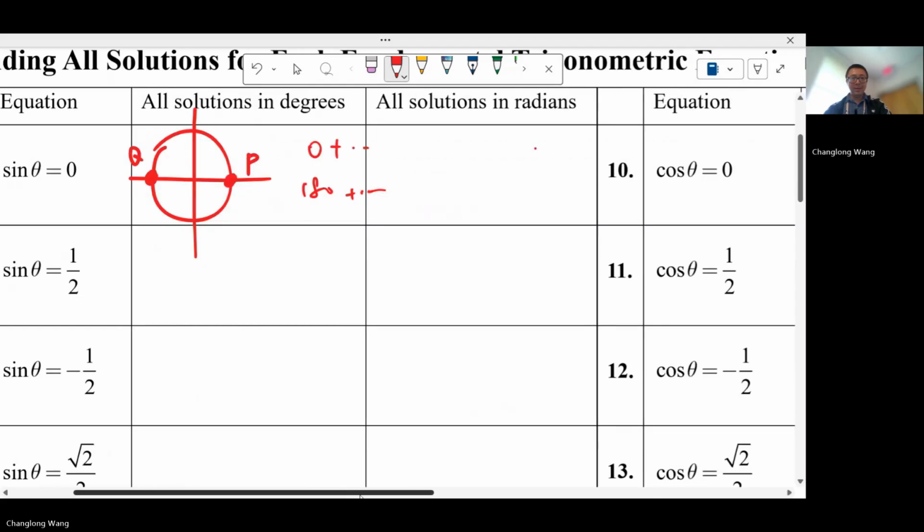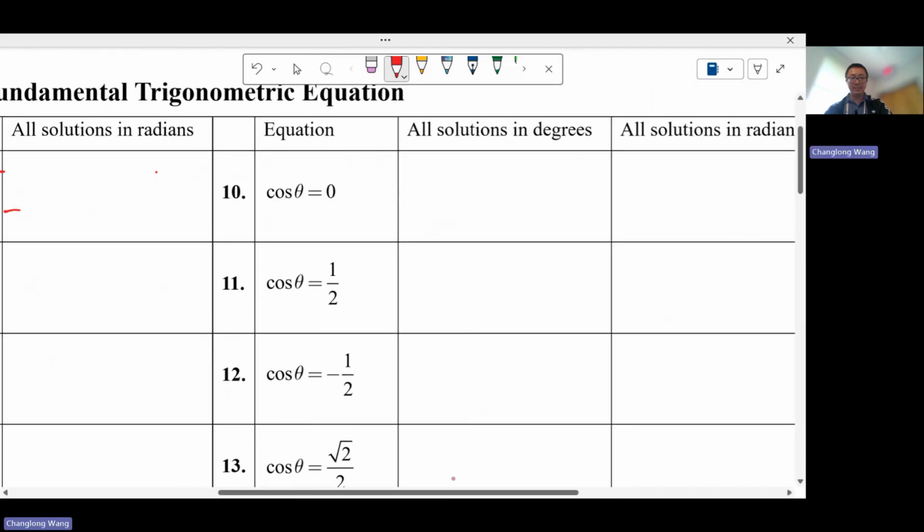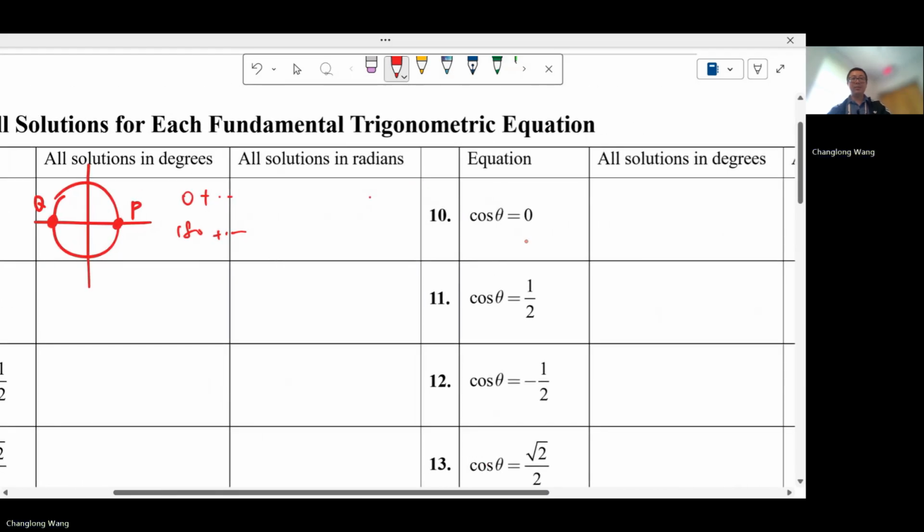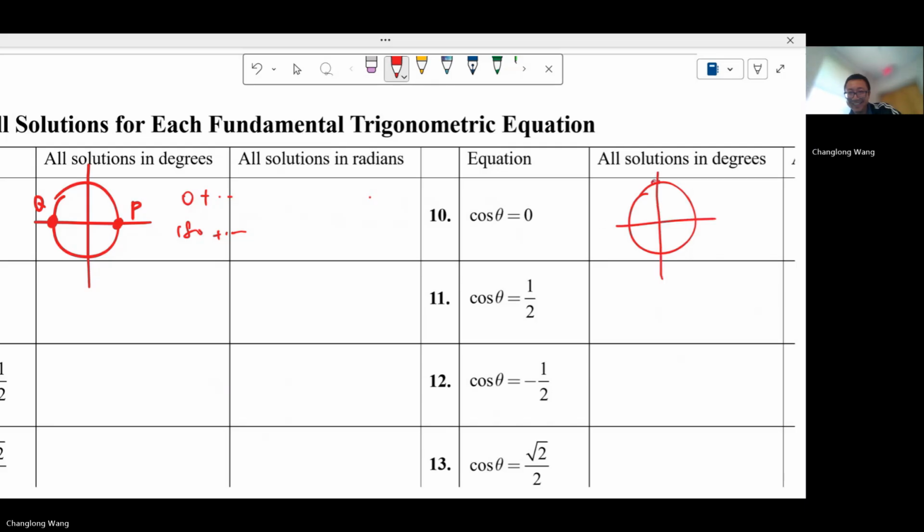Now, if I move over to number 10, guys, what do you think the angle is such that cosine theta will be 0? Right? P is here, Q is there, right? Because you want the x coordinate to be 0, right? That's the 90, 270, right? Plus multiples of 360, right?